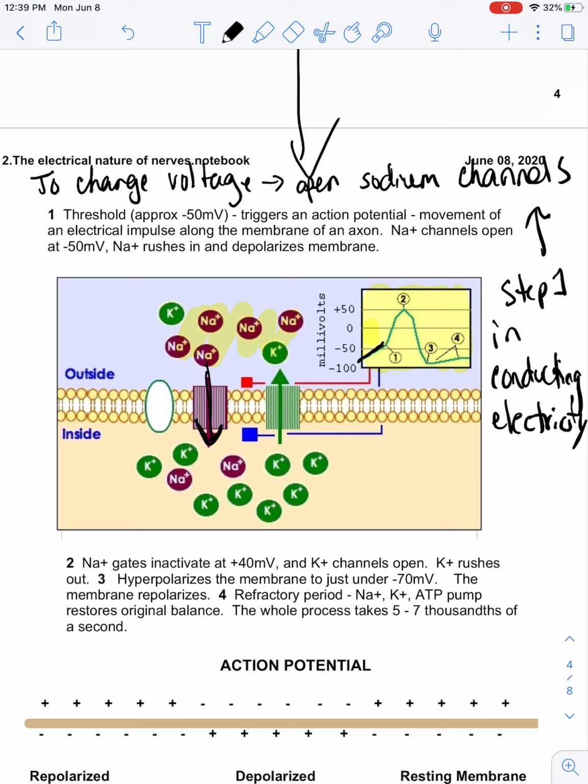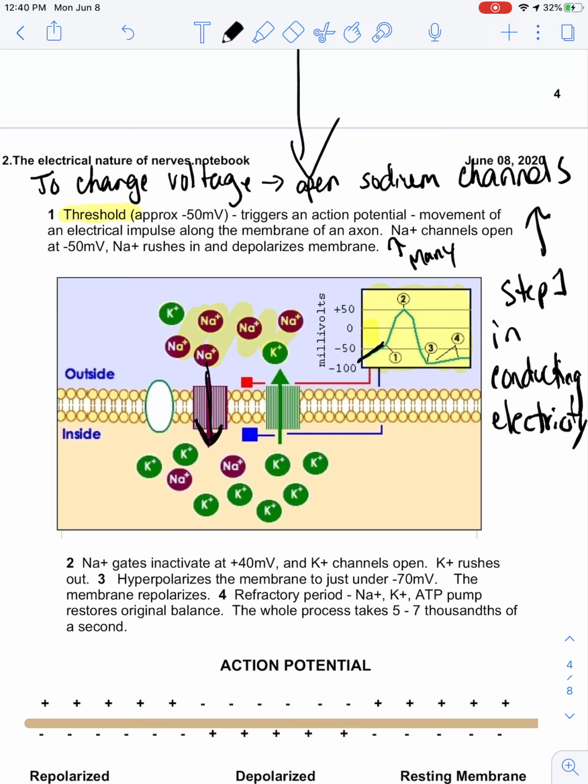As soon as the voltage hits -50, and that is called threshold, approximately -50, depends on the neuron, that will fully throw open all the sodium channels in that area. And so the sodium channels open up fully. So as you see here, sodium channels open at -50. I guess we should say many sodium channels open at -50 millivolts.